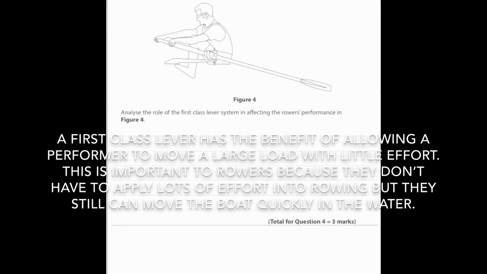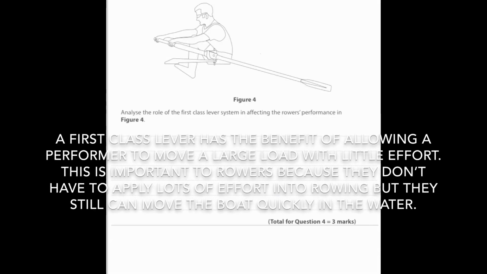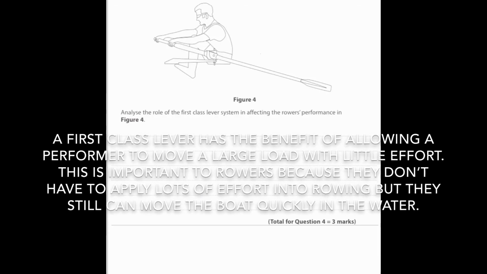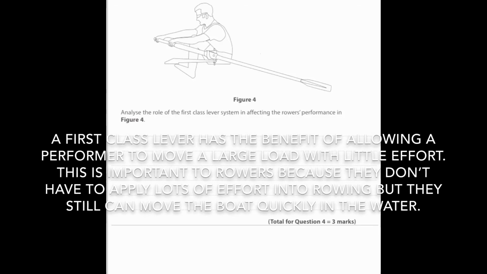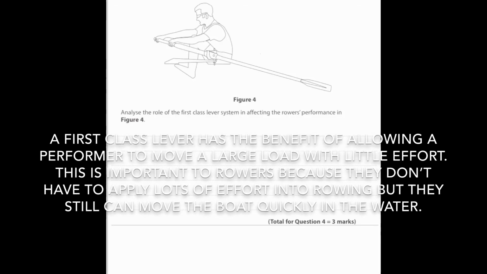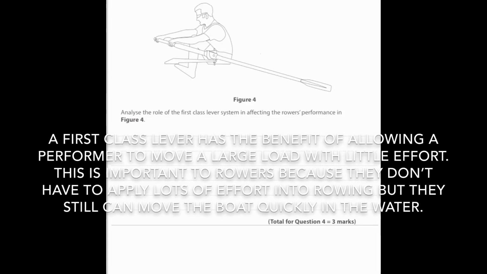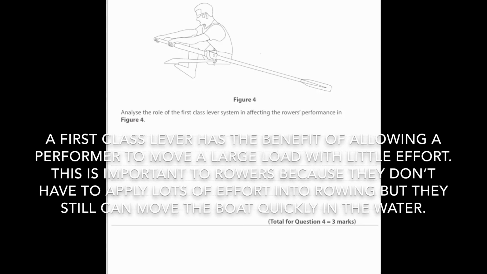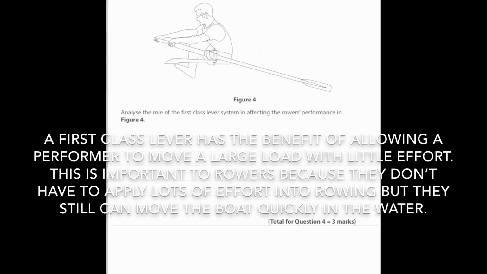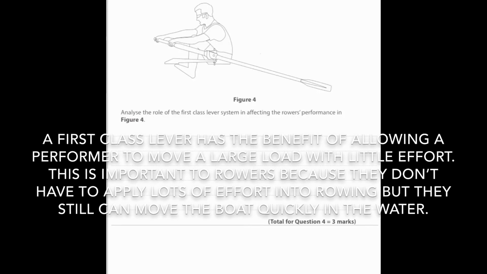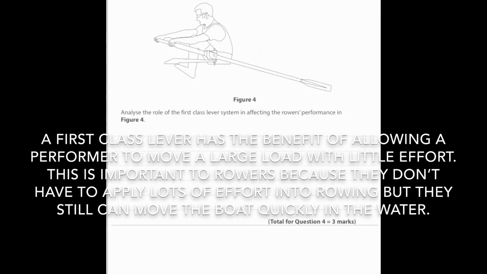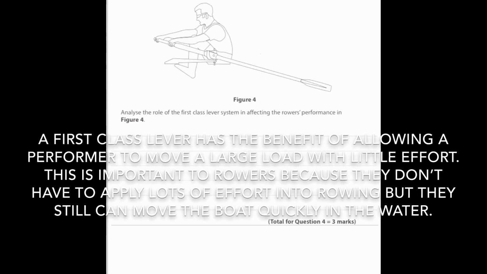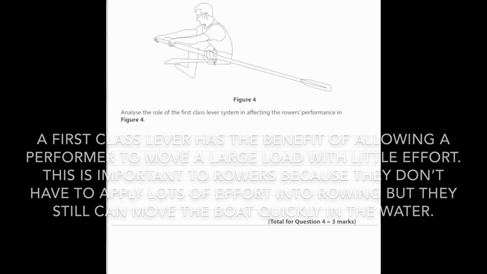So, what I've put is, a first-class lever has the benefit of allowing a performer to move a large load with little effort. This is important to rowers because they don't have to apply a lot of effort into rowing, but they still can move the boat quickly in the water. So I will get my marks for having a benefit to move a large load with a little effort, and then we need to apply it to the rower by they don't have to apply lots of effort into rowing, and then we can link it finally by saying still can move the boat quickly in the water. So this is going to give us the 3 marks that we need for this question.